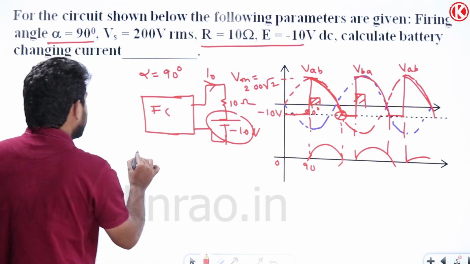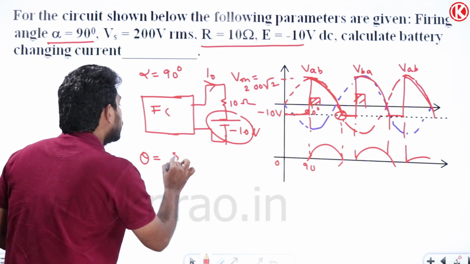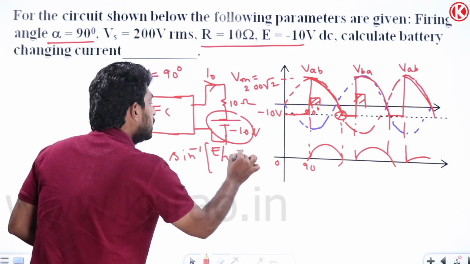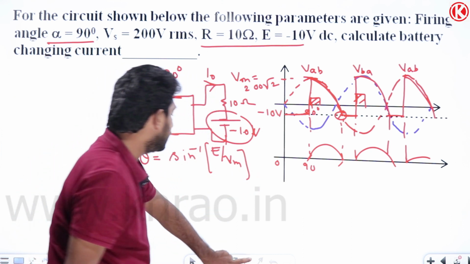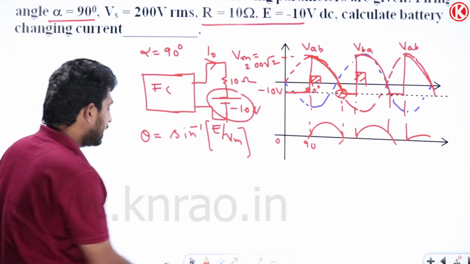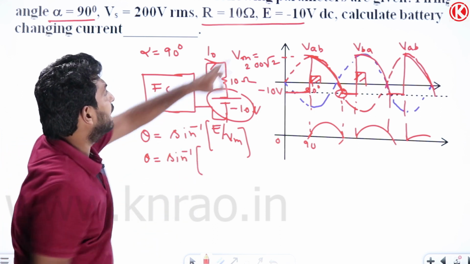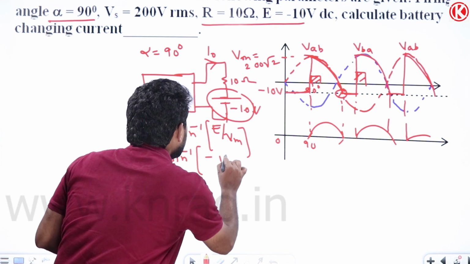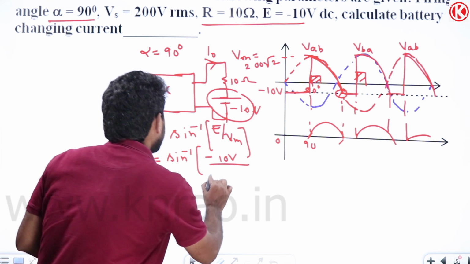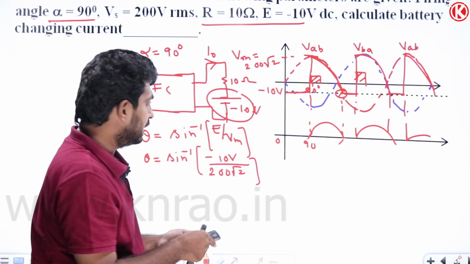So we need to find the theta here. Let me mark it as theta. Theta equals sine inverse of E by Vm. Let me find the theta value. Theta equals sine inverse of E by Vm, where E value is minus 10 volts, and the Vm value is 200 root 2, right? So 200 root 2. From this, let me find the theta value.